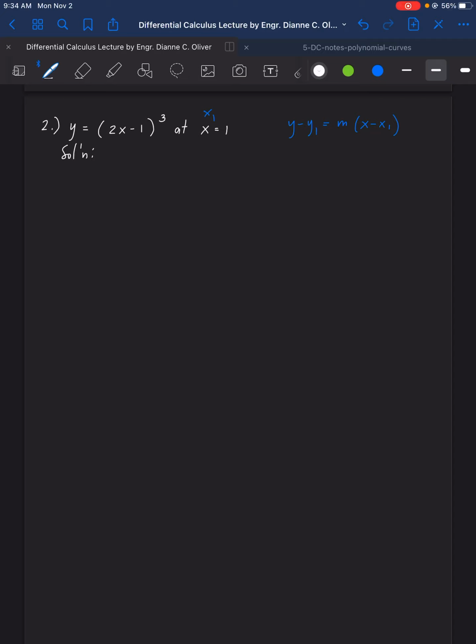Well, simply, we just substitute the value of x into the original equation. So, the value of x here is 1. So, we have there 2 times 1 minus 1 raised to 3. So, y now is equal to, this is 2 times 1, 2. 2 minus 1, 1 raised to 3. So, y is equal to 1. Therefore, the point here is at (1, 1). So, we have our x1 and y1. Okay? After getting the value for y1, the next one will be your y prime, your slope.